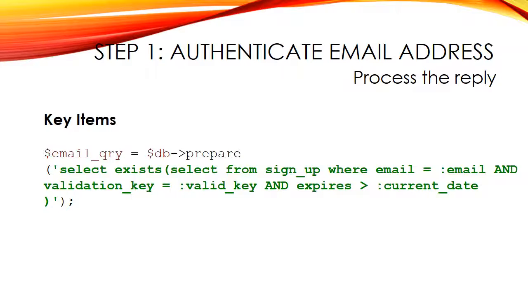When the user clicks the link, the username and the key is sent to the Validate PHP page. Here the returned values are extracted and the user is searched for in the sign-up table, this time making sure that the current date is less than the expiration date. If everything checks out, we add the user's data to the users table and delete it from the sign-up table.